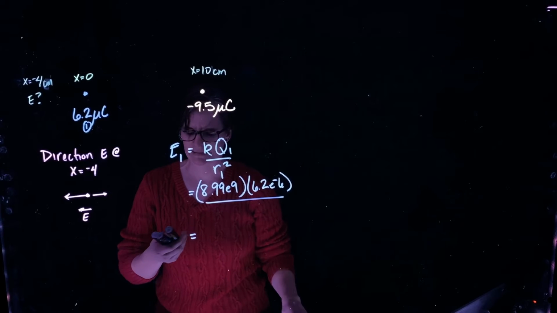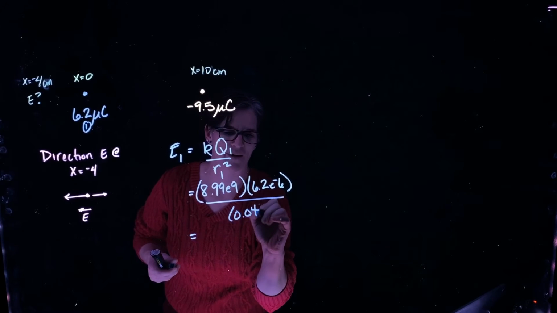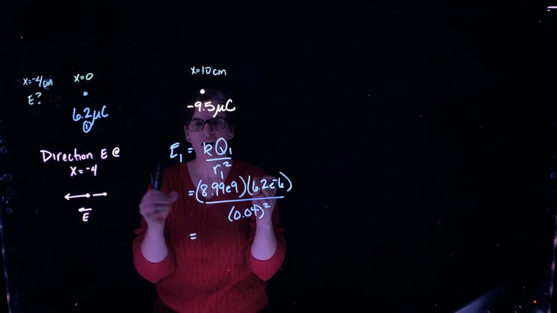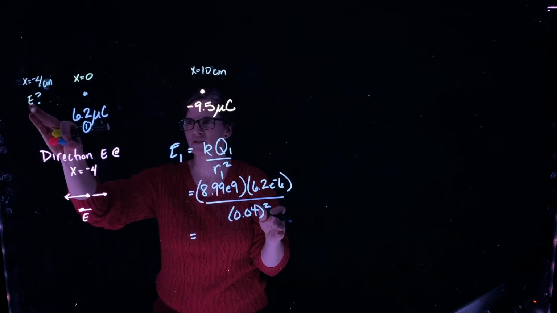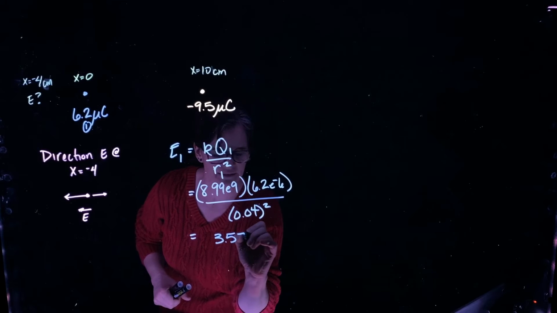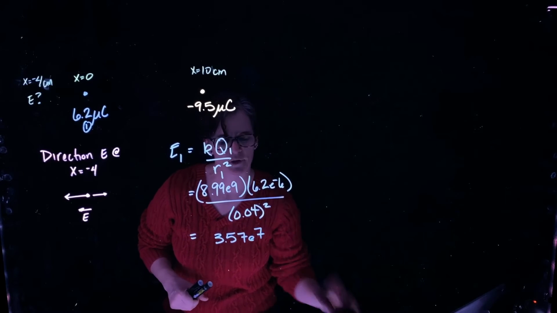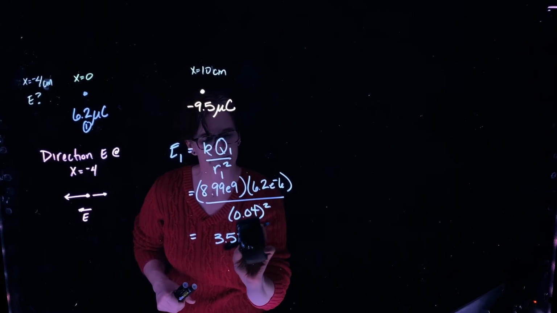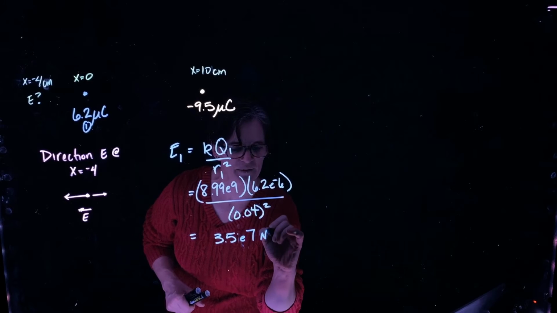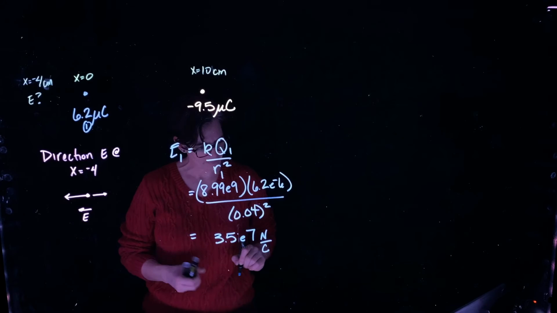So it's not 4 squared. It's 0.04 quantity squared. All right, so the magnitude of the electric field at 4 centimeters to the left of charge 1 is 3.57 times 10 to the 7th, 3.5 times 10 to the 7th newtons per coulomb. Sometimes I think I'm better if I just do the calculations on the fly.